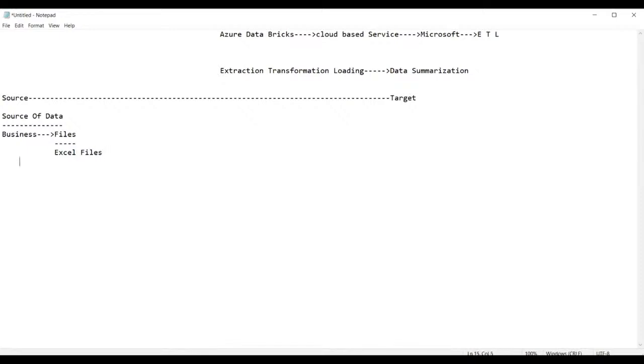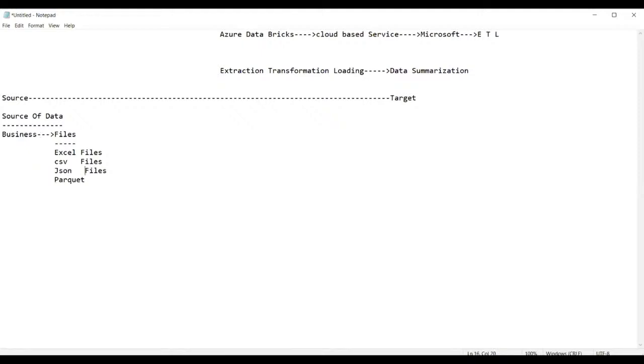And we can have CSV files, which stands for comma separated value files. And you have JSON files. JSON stands for JavaScript Object Notation files. And then afterwards you have Excel files, CSV files, JSON files, and you have the Parquet files.